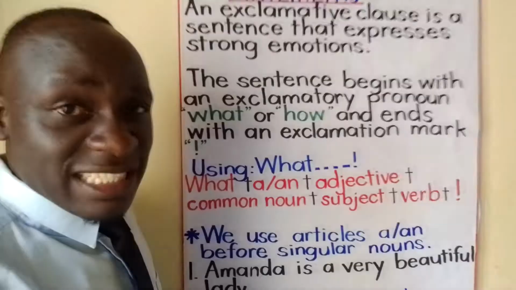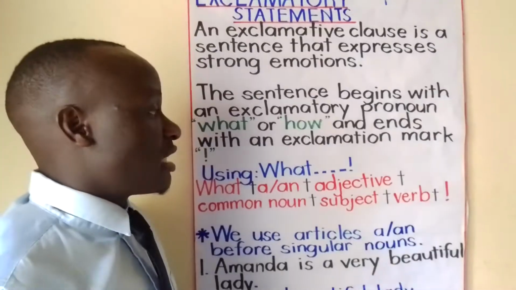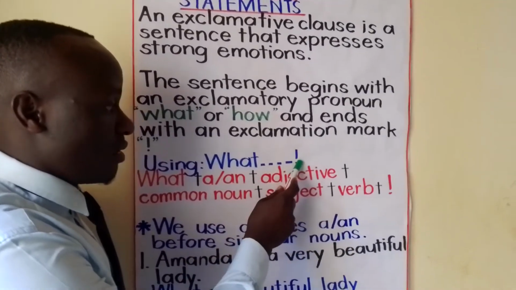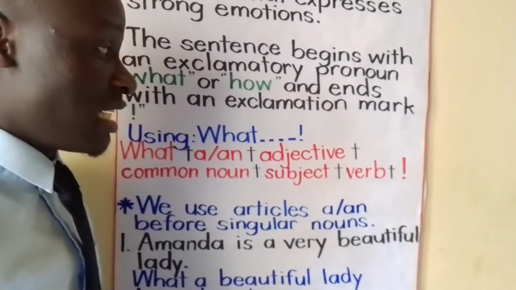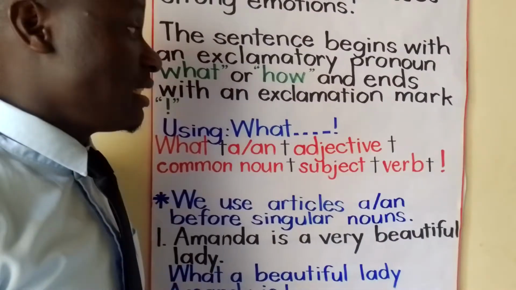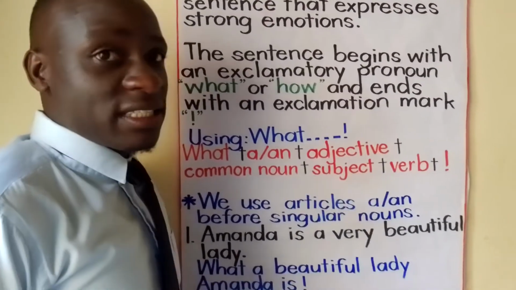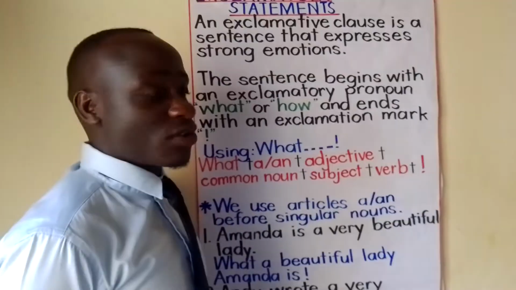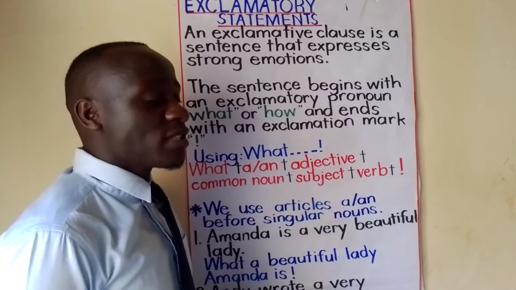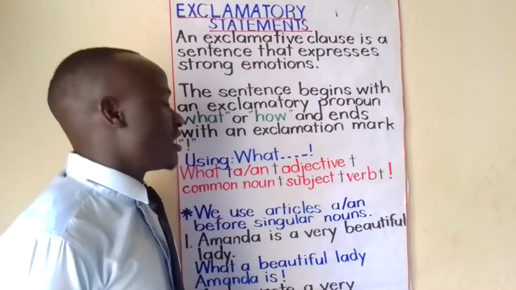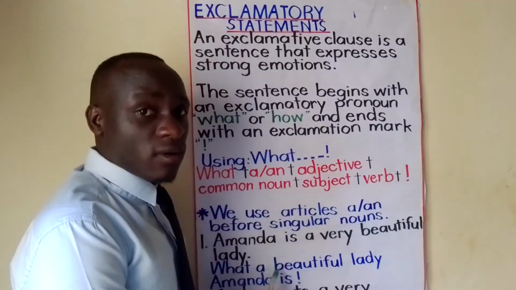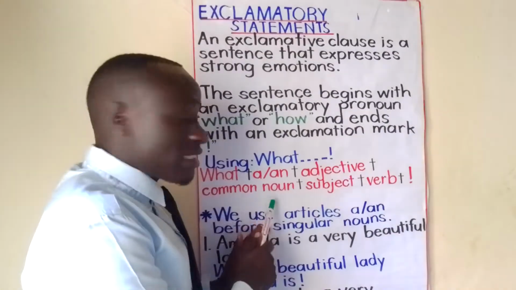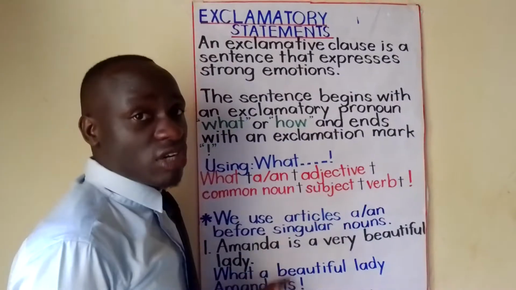In this particular lesson, we are going to look at using what. What, in this particular case, will be used to introduce our exclamatory sentences. And when we use what in exclamatory sentences, we follow this particular structure pattern. So our sentence must appear in this particular structure pattern.